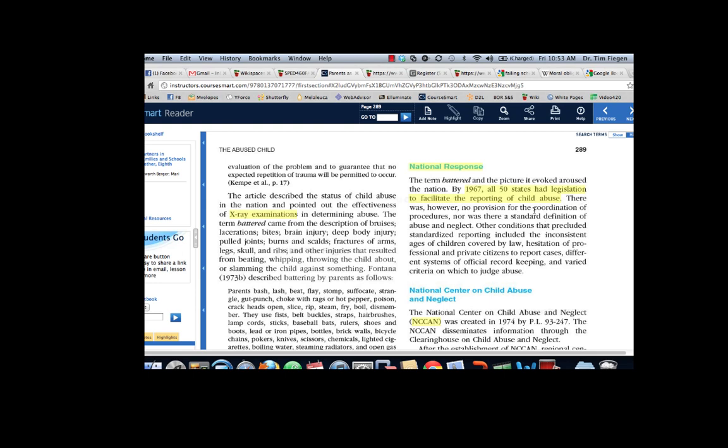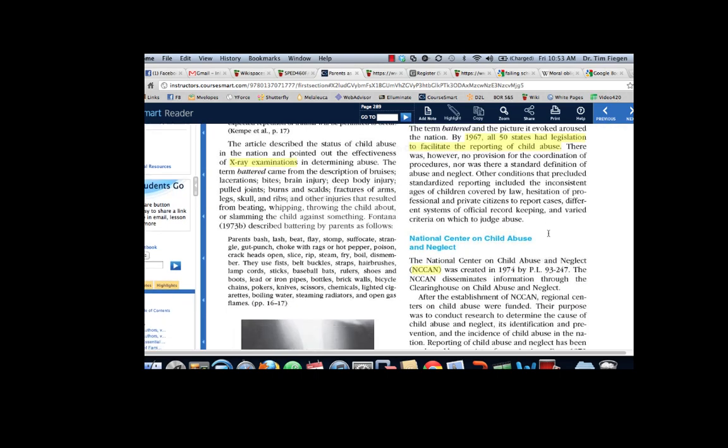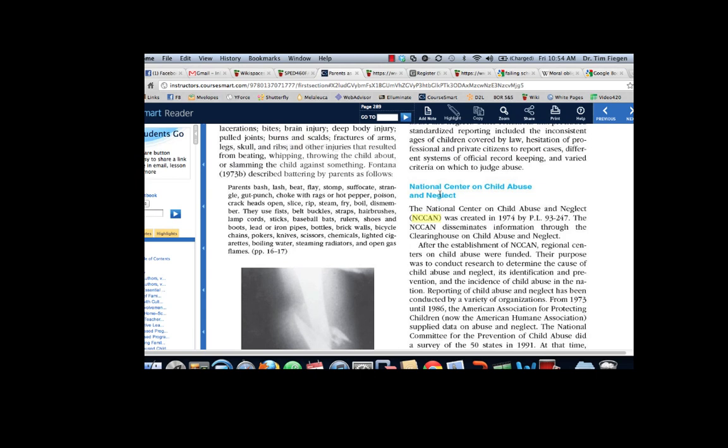So there are no provisions for the coordination of it. So you could go from one state to another and have different standards of what that was and how to repair it. So then this National Center of Child Abuse and Neglect, NCAN here, was created in '74, hence that page.